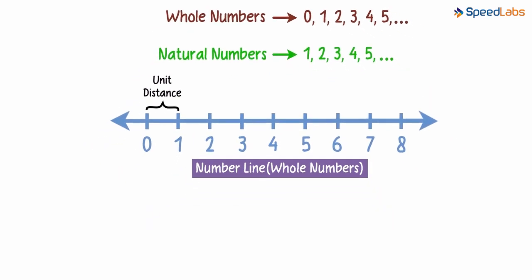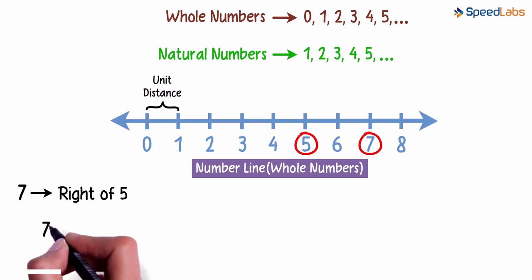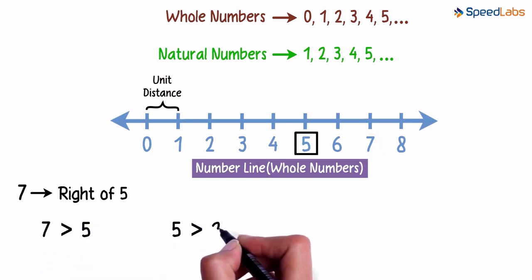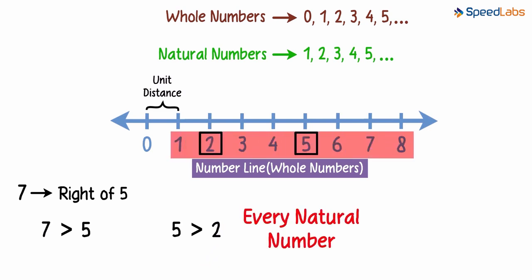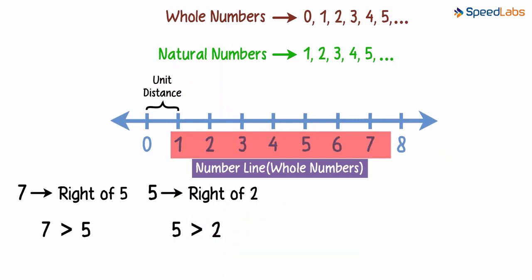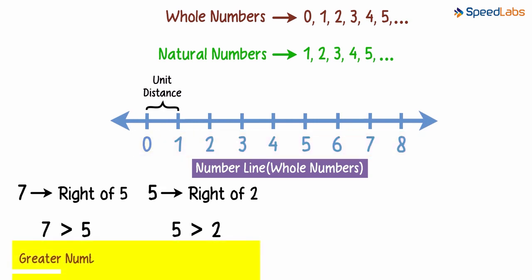Now look at the numbers 7 and 5 on a number line. 7 is to the right of 5, and we know that 7 is greater than 5. Similarly, we know that 5 is greater than 2, and every natural number is greater than 0. We see that 5 is on the right of 2, and every natural number is to the right of 0. So we can say that for any two whole numbers, the greater number will always lie to the right of the smaller one on the number line.